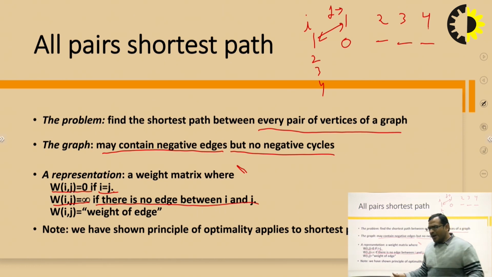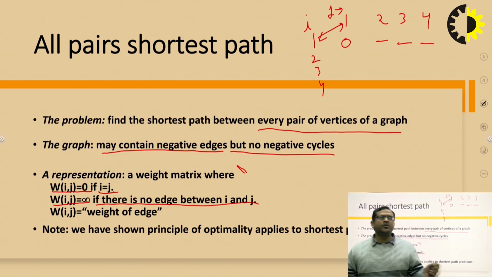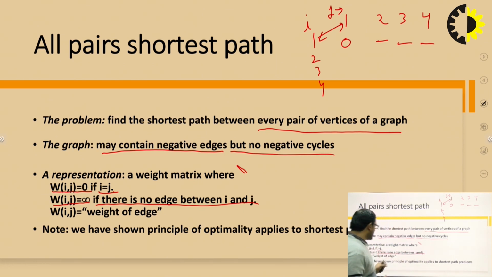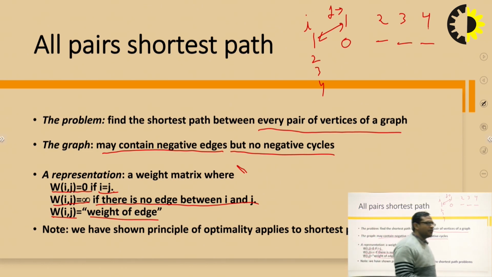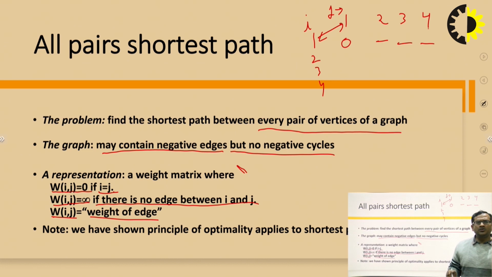If there is no direct path from i to j, the weight is infinite. The next is weight ij, which is equal to the weight of the edge. Whatever weight is given on an edge from i to j, you can write it in the adjacency matrix. This is the representation we are going to use in the matrix. I'm just explaining here what notations we are using.